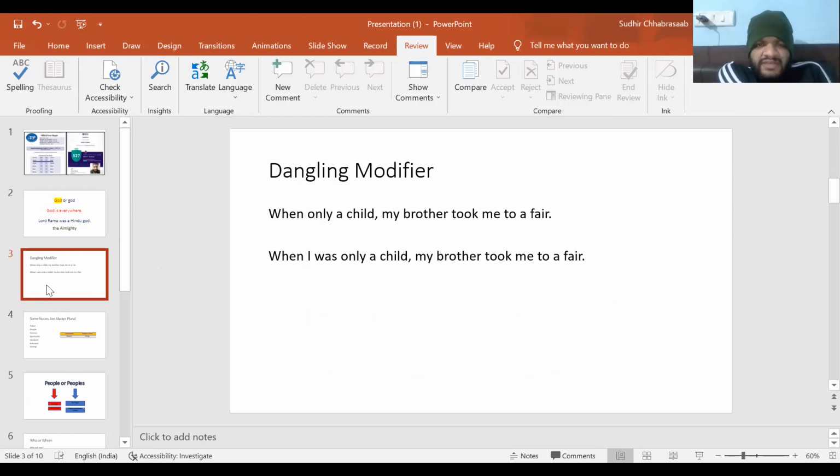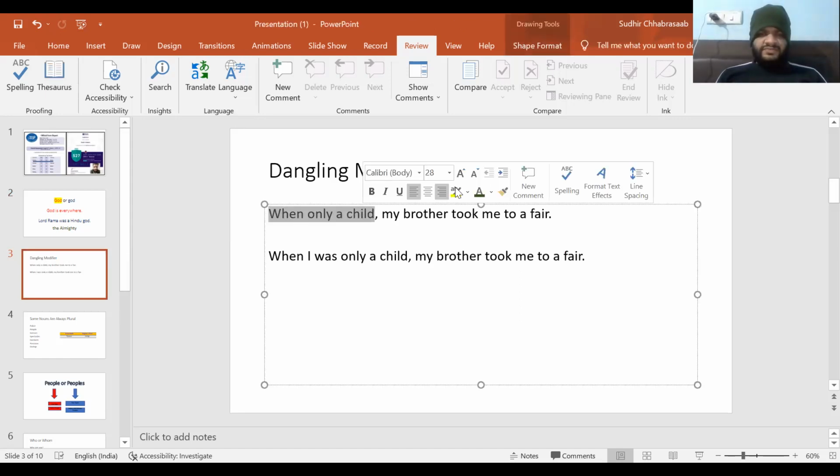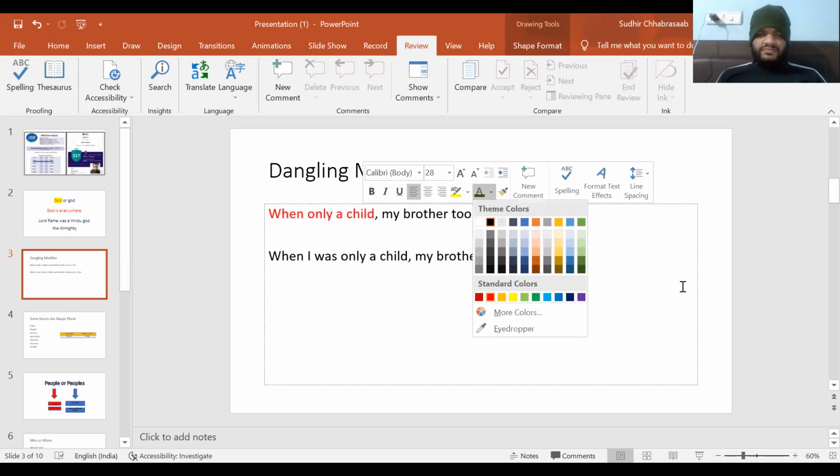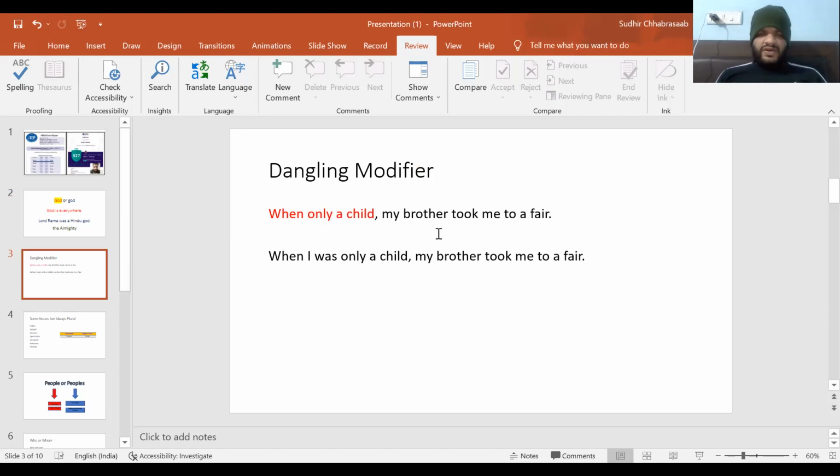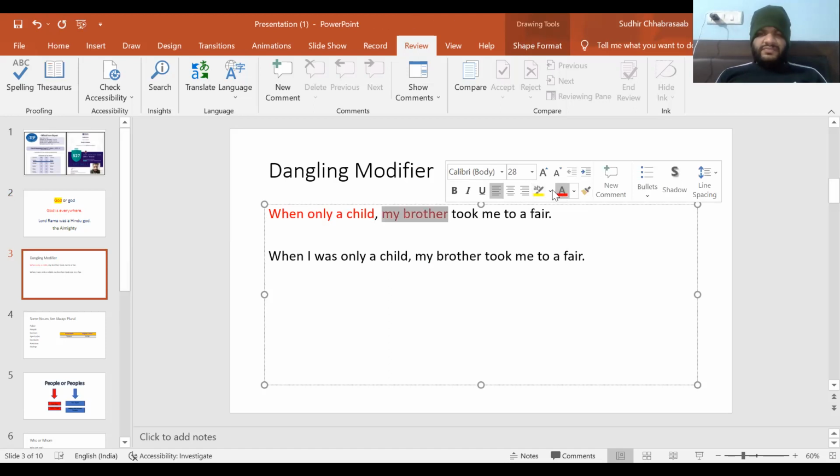Then there's this thing called a dangling modifier. A dangling modifier doesn't know what to modify, and it creates confusion when someone reads the whole sentence. If the sentence has a dangling modifier, then you have to clarify things better. For instance, if I write, when only a child, my brother took me to a fair. Now, I don't know whether my brother is a child or was a child. This can be a case. Or it may be that me is the child. So you do not know. You have confusion as to which person when only a child refers to.